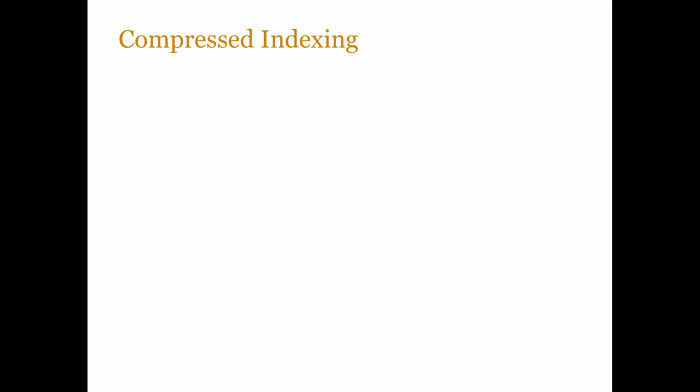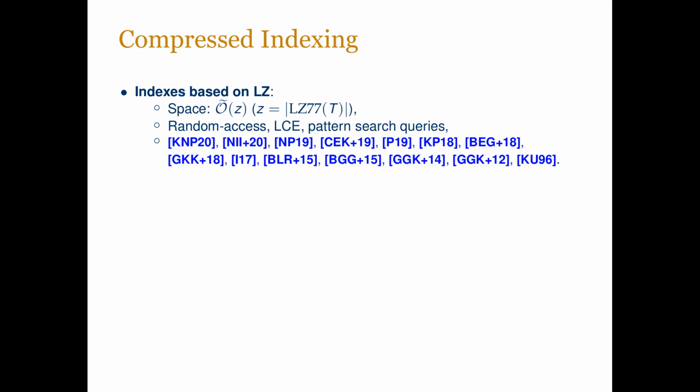For each of the listed compression types, there exists a corresponding compressed index. The index based on the LZ77 compression achieves space equal to the size of the output of the LZ77 compression algorithm up to logarithmic factors, and they support queries such as random access to the input text, longest common extension, and pattern search queries.